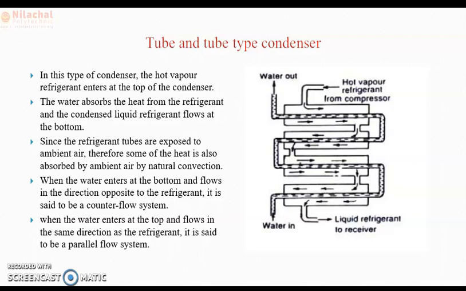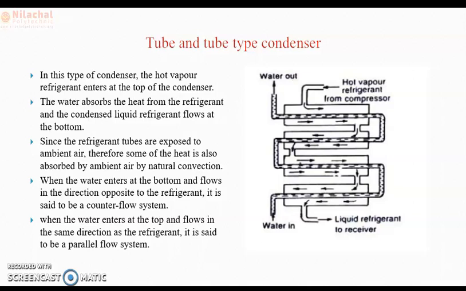Here I am going to explain in detail why the counter flow is more efficient than the parallel flow. The counter flow means opposite direction. Here you observe the refrigerant is flowing clockwise and the water is flowing anticlockwise. This means counter flow. Then what is parallel flow? If the water and the refrigerant both have the same direction. Here the hot refrigerant is entering and here the water will be entered. Then both have the same direction. This is parallel flow. Now I am going to explain why the parallel flow system is less efficient than the counter flow.